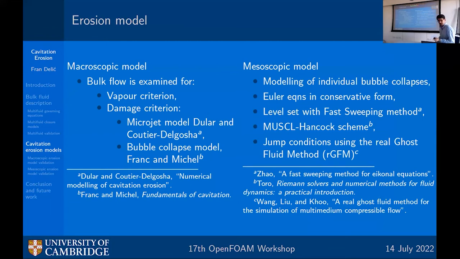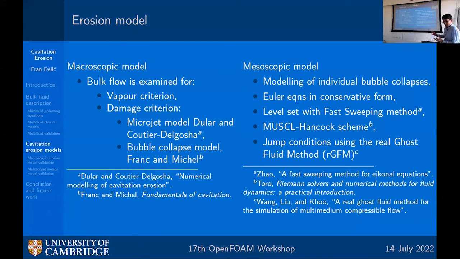Great, so now that we have a model for the bulk flow, I will briefly speak about erosion models. Here I divided the erosion models into two scales, let's say. Firstly, we have macroscopic models, which examine the bulk flow for two criteria. So we take a face, we examine each face and a subset of cells around that face to make sure that there is vapor present within the hemisphere, which is called the vapor criterion, and that the pressures are such that the vapor or the bubbles in there can cause damage. Two common models are implemented, a microjet model by Dular and a bubble collapse model by Frank.